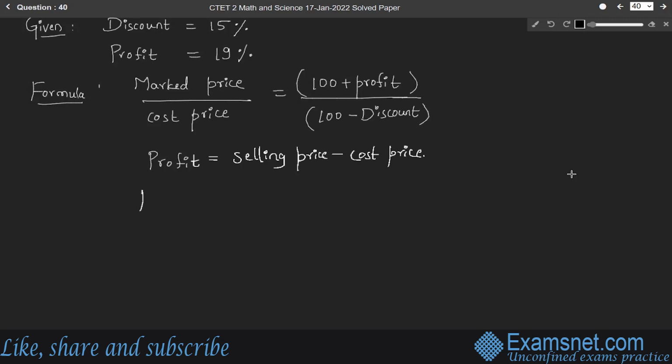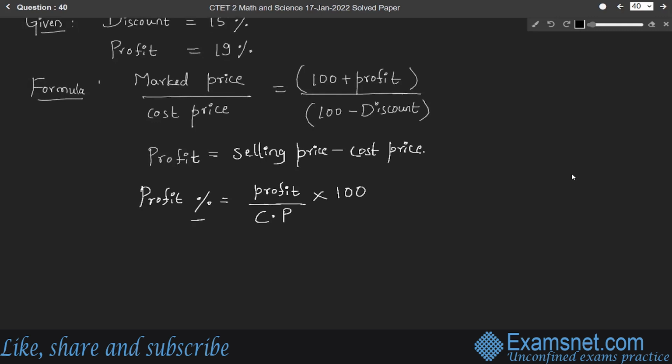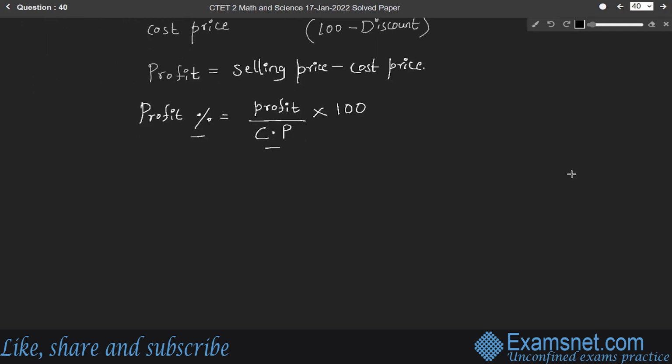Right? So profit percentage is equal to, for a certain value of cost price, the shopkeeper gains some profit. Therefore, for 100 cost price, the profit percentage is profit by cost price into 100, where CP means cost price, SP means selling price, and MP means market price. Right? So come to the calculation part. Calculation.